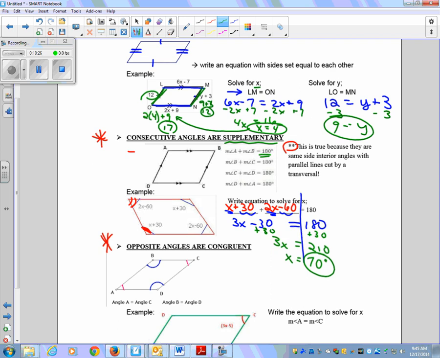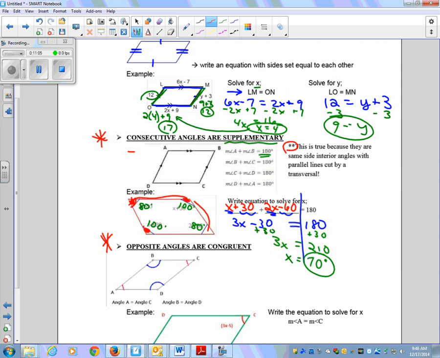If we plug in 70 here, 70 plus 30 is 100 degrees. Let me just write 100. If we plug in 70 here, we get 140 minus 60 is 80. If we plug it in here, we get 100. If we plug it in here, we get 80. So no matter which two consecutive angles we look at, they're going to be supplementary. These two are 180, these two are 180, these two are 180. So consecutive angles are supplementary.